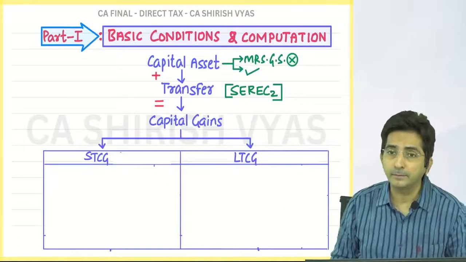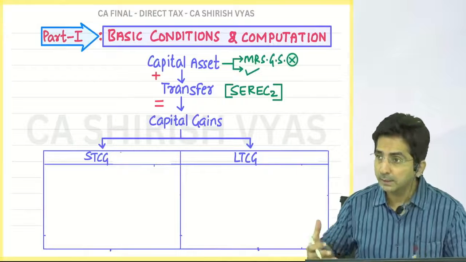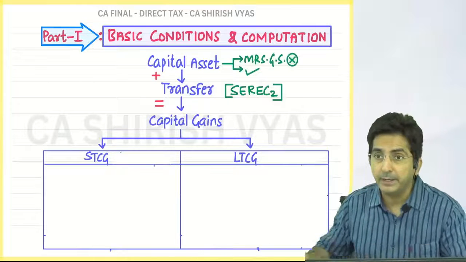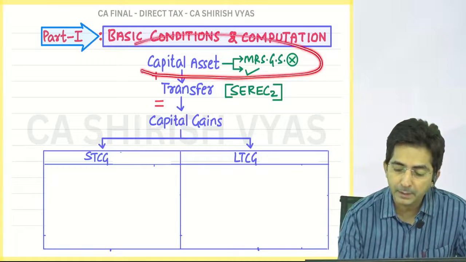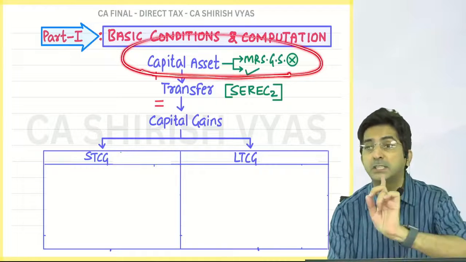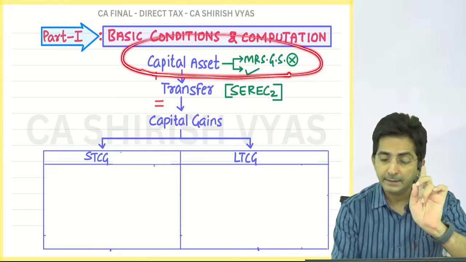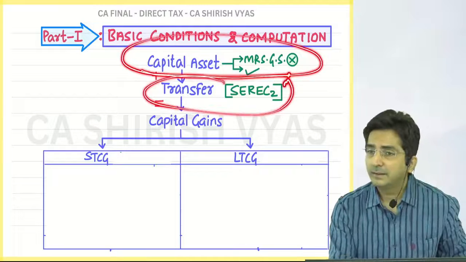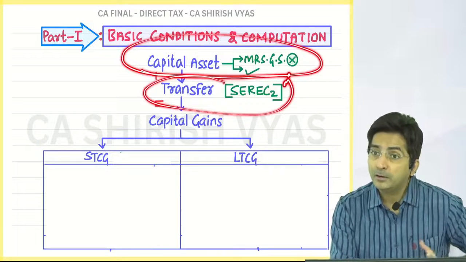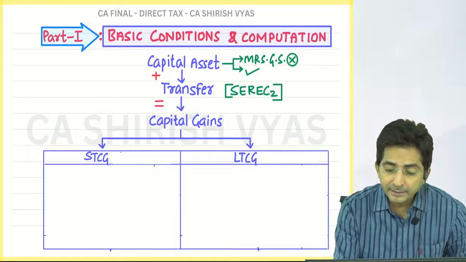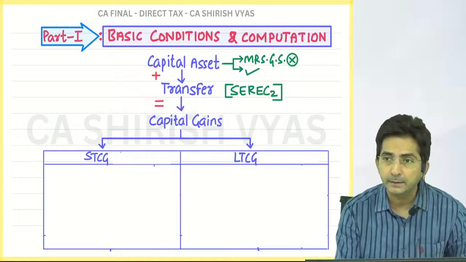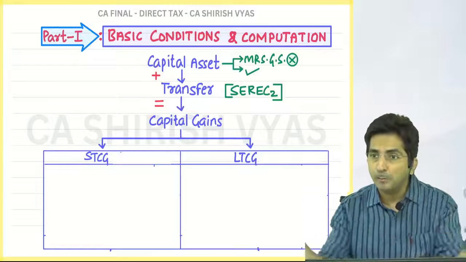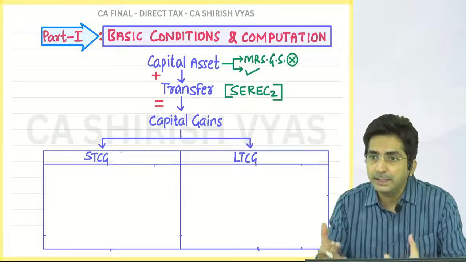Read what I have written. See, our flowchart is gradually being revealed. Condition 1, there must be a capital asset, means something other than Mrs. GS. And then there should be a transfer, means Sarak. And then capital gains will arise. Can you see this plus sign and equals sign? That plus that combination happens, so capital gains will arise.